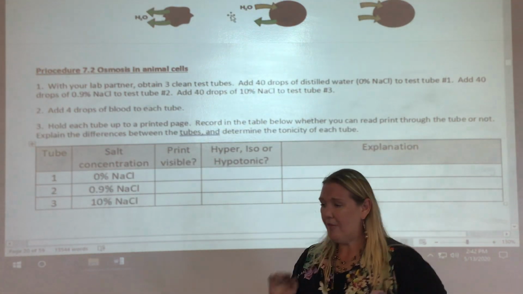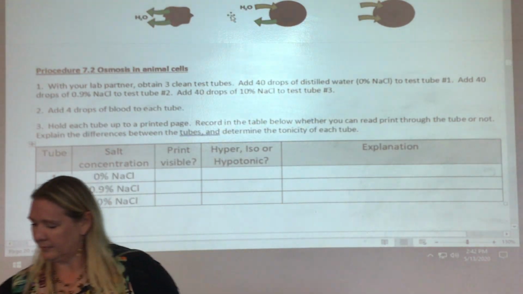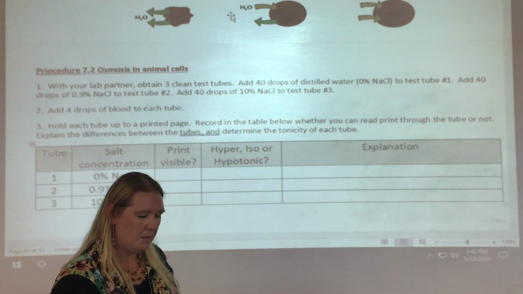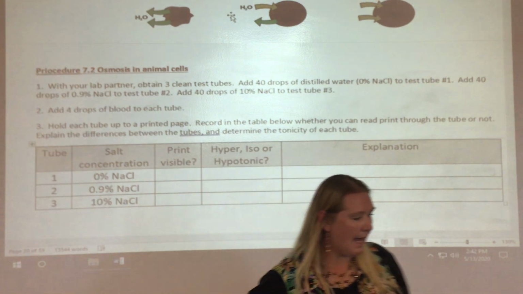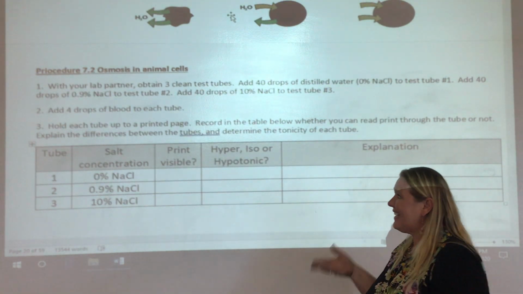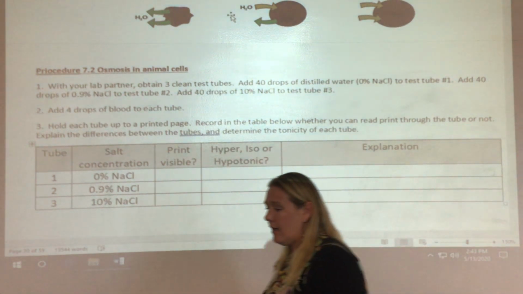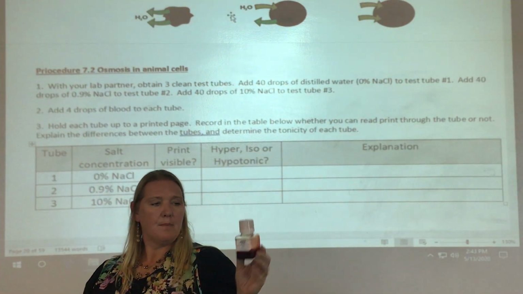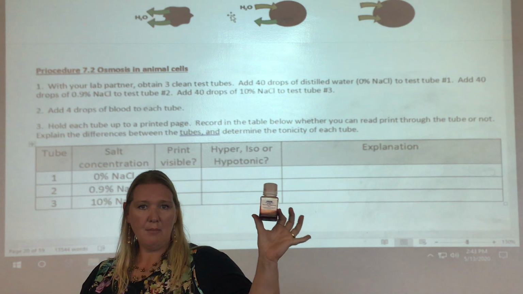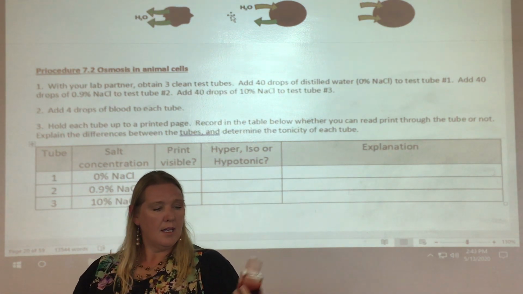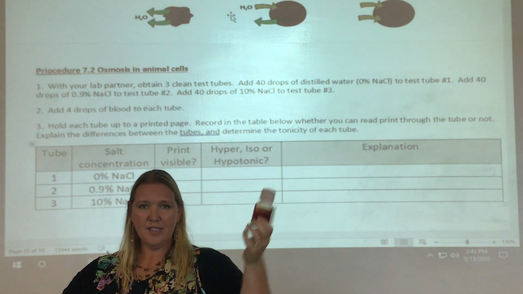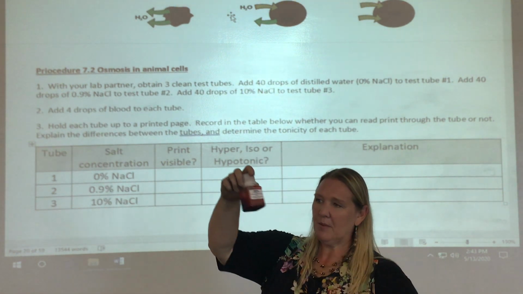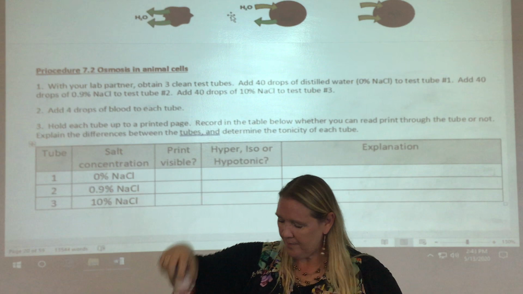Alright, so I have 3 test tubes, and we're going to look at osmosis in an animal cell. The college orders sheep's blood from a lab. We don't go and get it ourselves, we order it from the lab. My students always ask me that, where'd you get that? So we ordered it, it comes in a bottle.